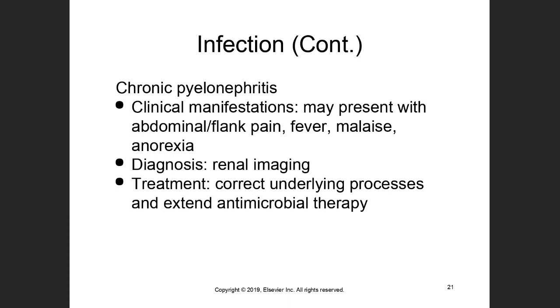Clinical manifestations of pyelonephritis may present with abdominal flank pain, fever, malaise, anorexia. Diagnosis, renal imaging. You have to do an image to see the problem. The treatment, correct the underlying process. If you have any obstruction or any other problem, you have to correct it. If you have any anatomic anomaly, you have to do the surgery to correct the problem.